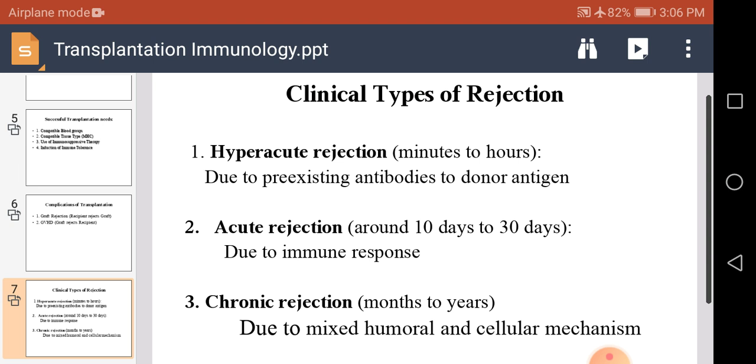Chronic rejection: this takes a long time, from months to years, and is due to the dual effect of the humoral and cell-mediated immunity, and there will be gradual and progressive deterioration of the transplanted organs. This is common in the solid organs. It is a feature of the transplanted solid organs.